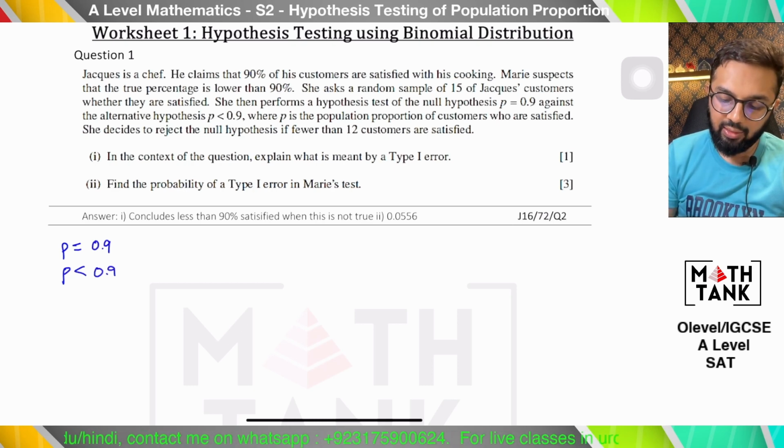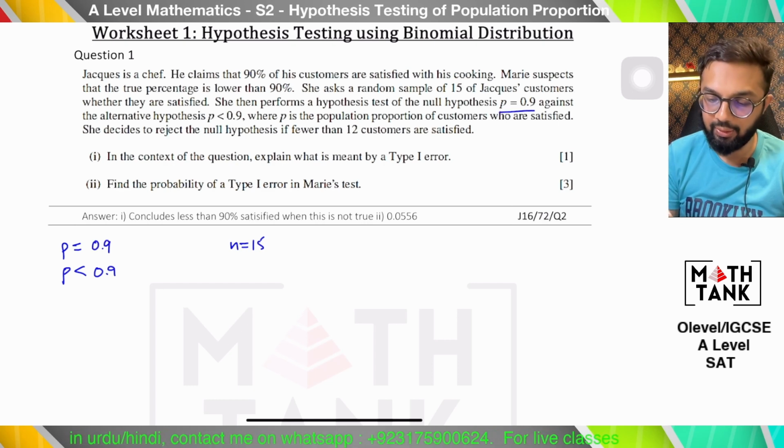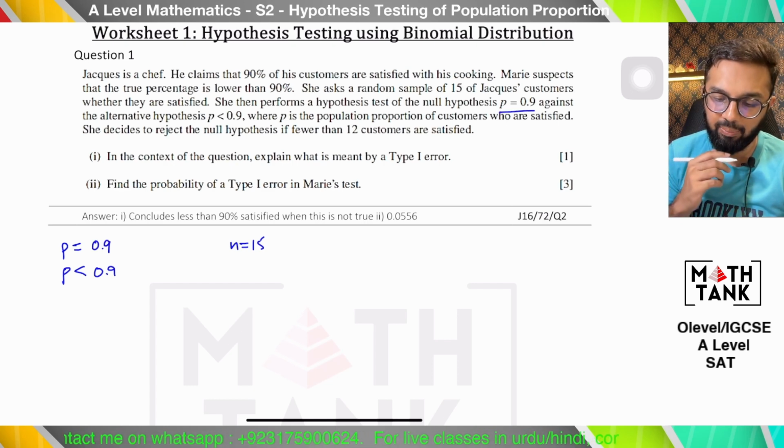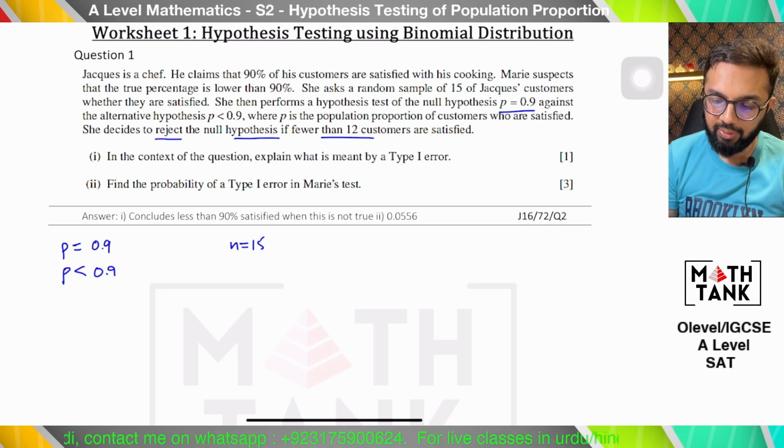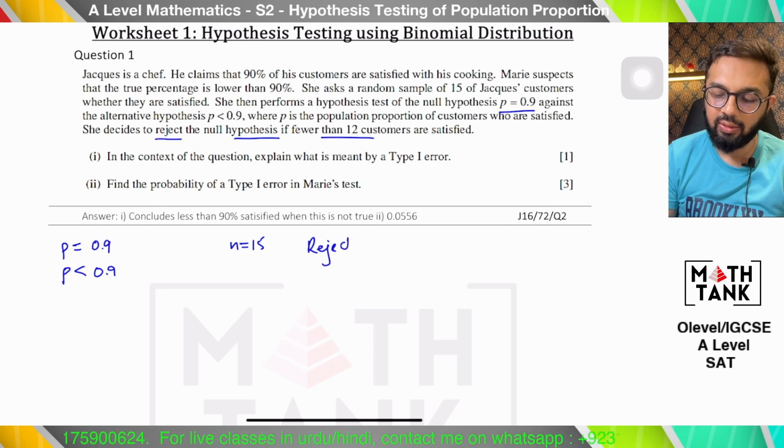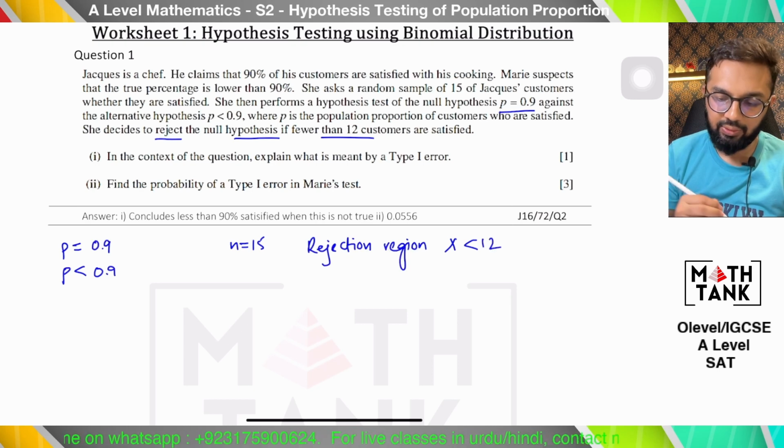She asks a random sample of 15 of Jacques' customers whether they are satisfied. She then performs a hypothesis test of the null hypothesis P equals 0.9 against an alternative hypothesis where P is the population proportion of customers who are satisfied. She decides to reject the null hypothesis if fewer than 12 customers are satisfied. So her rejection region is basically X is less than 12 customers.